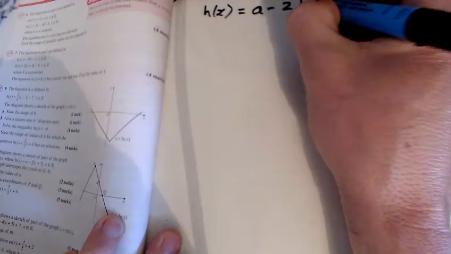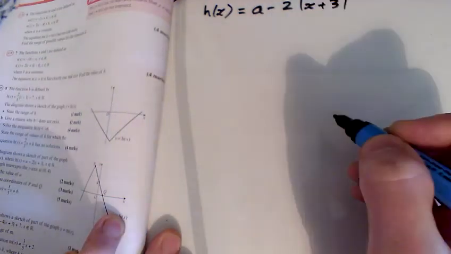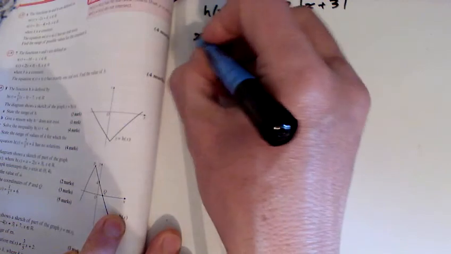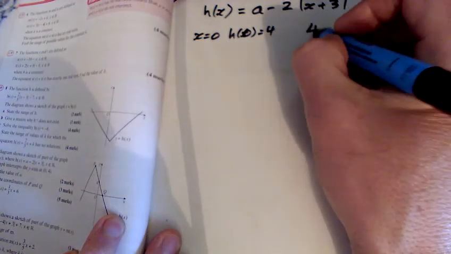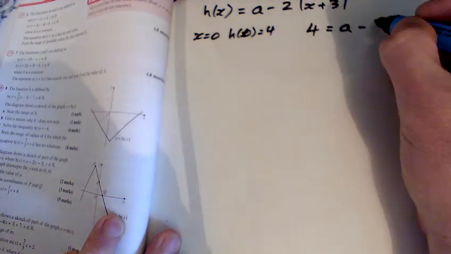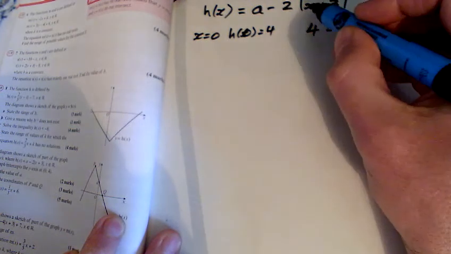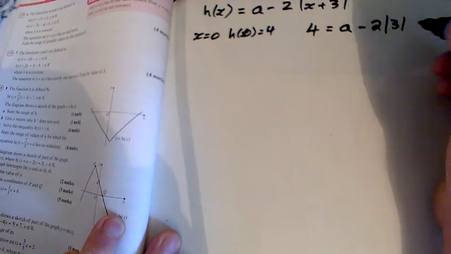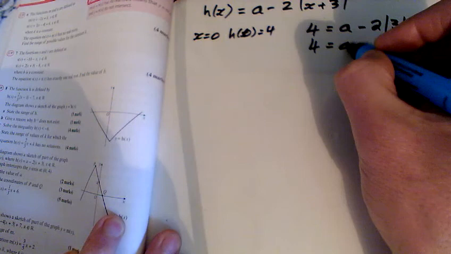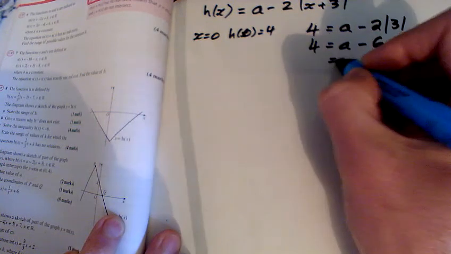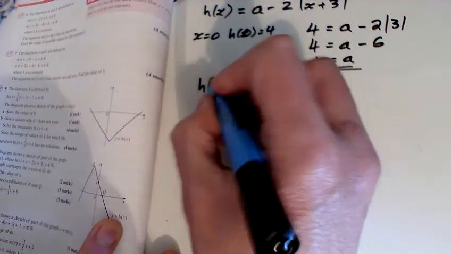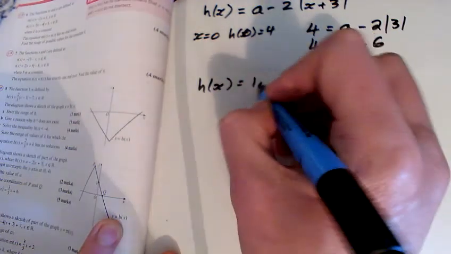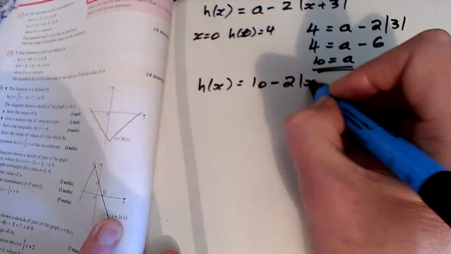Question 9, we've been given an equation with an unknown in it, but we do know that when x is 0, h of 0 gives 4. So let's put those numbers into what we've got here. 4 equals a minus 2 lots of, well, 0 plus 3 is 3. So I've got 4 equals a take away 6, and so a must equal 10. So the graph we're doing is 10 take away 2 lots of the modulus of x plus 3.